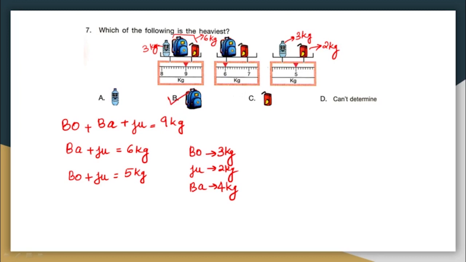See, just by looking at this figure itself, you can find out the answer. See, I have just written here BO for bottle, BA for bag, and JU for juice. All these three weights put together, the answer is 9 kgs. But you don't even have to write it down like this. This is not even required. Directly by looking at the figure, you can find out the answer.